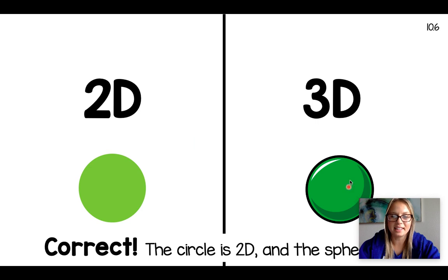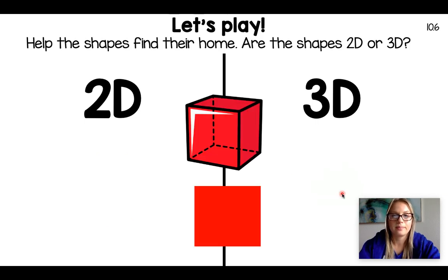If you said that, that's correct. The circle goes to the 2D side and the sphere goes to the 3D side. Very good. Correct. The circle is two-dimensional and the sphere is three-dimensional. Let's try another one. Let's play. Help the shapes find their home. Are the shapes 2D or 3D? Are they two-dimensional or are they three-dimensional?